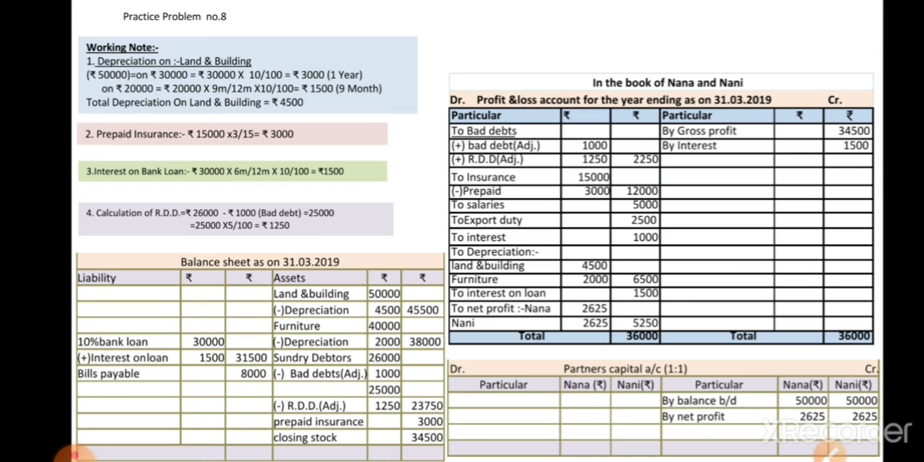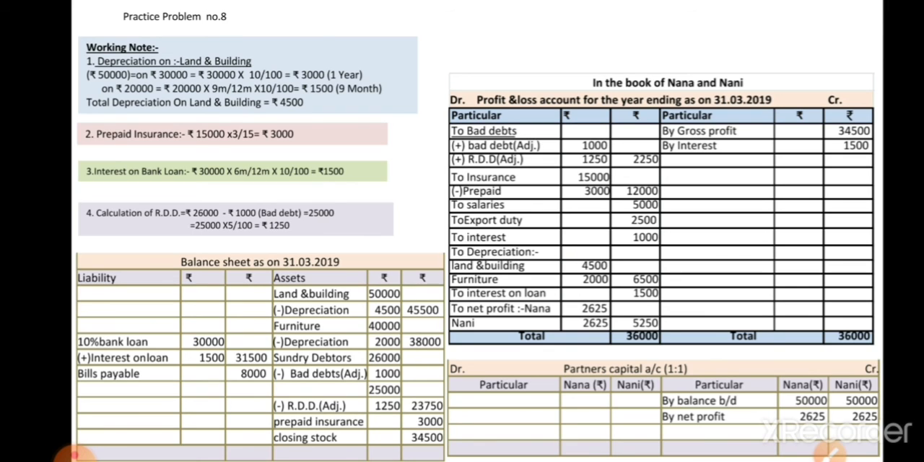That net profit we divide or distribute between the partners. In which ratio? Of course equally. So Nana's profit is 2,625. Nani's profit is 2,625. Its second effect we show in the partners capital account, credit side, as by net profit. Nana's column 2,625 and Nani's column 2,625. Okay, and afterwards we take the total of the profit and loss account. So the total of the profit and loss account is 36,000.